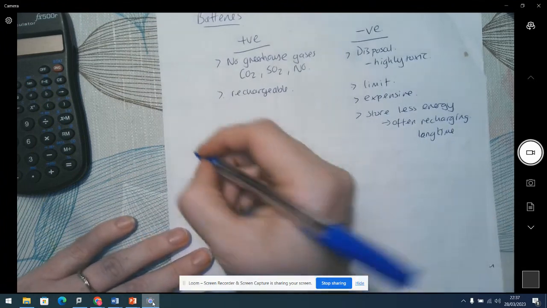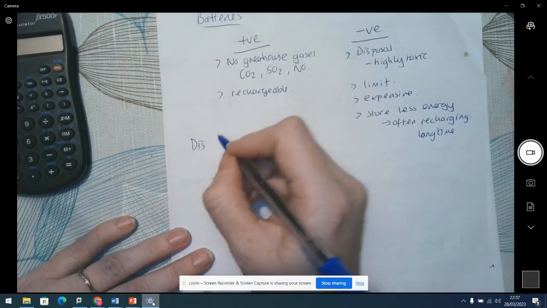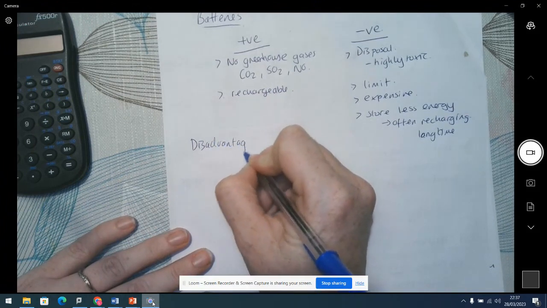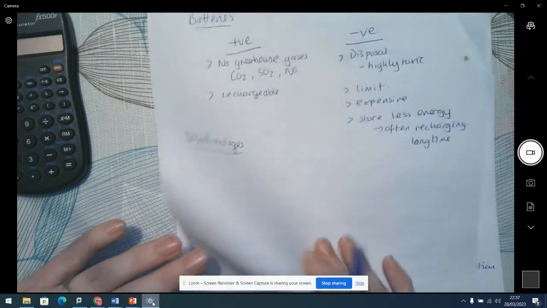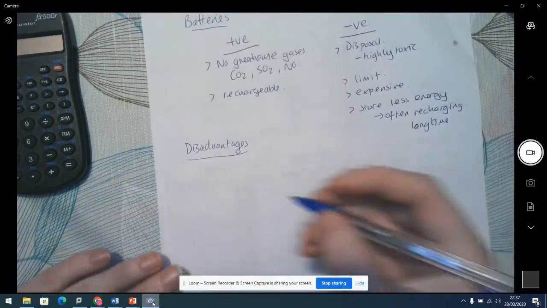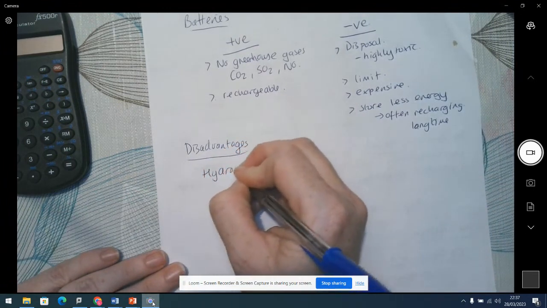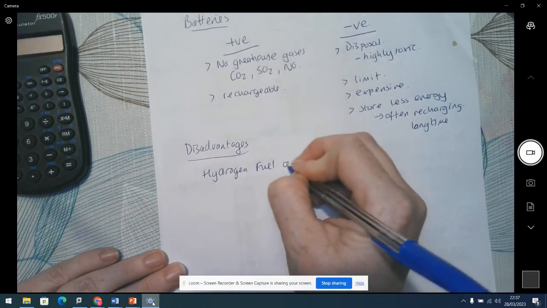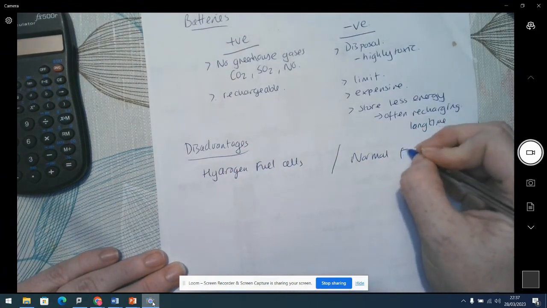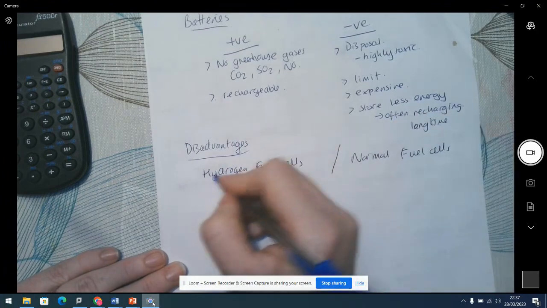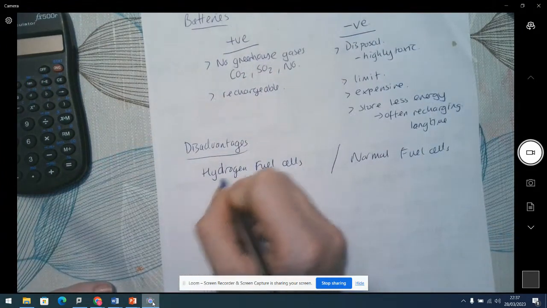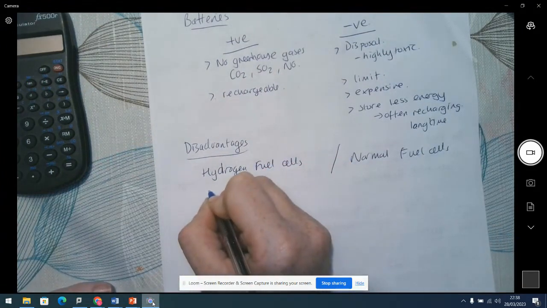There's also disadvantages in terms of fuel cells. And I've seen questions come up where they're getting you to think about fuel cells, for example. We talked about hydrogen fuel cells in this section here, where they might get you to compare hydrogen fuel cells to normal fuel cells, which is what we'd use in normal cars. So we're talking like petrol-based cars. And so hydrogen fuel cars do have disadvantages.